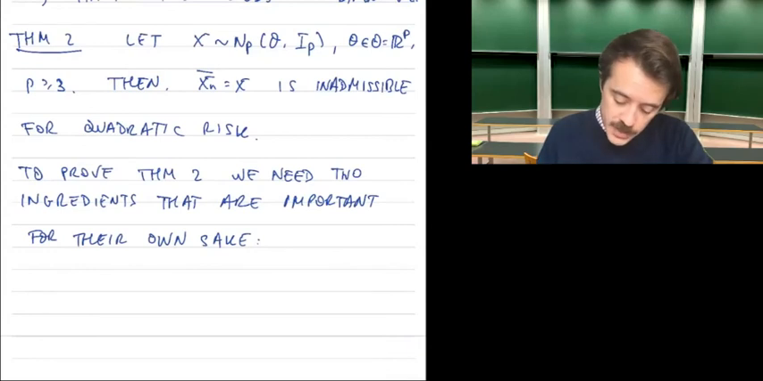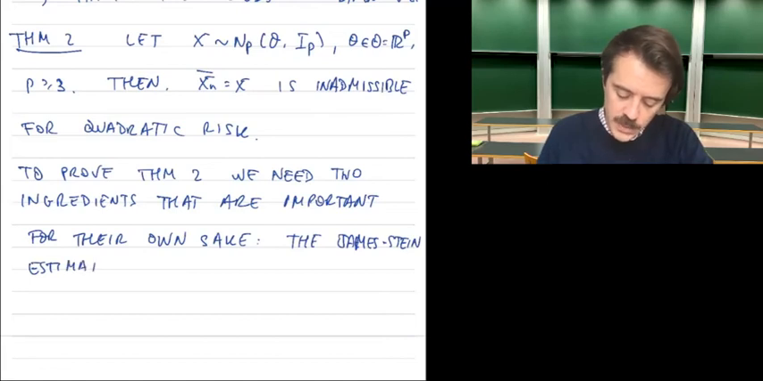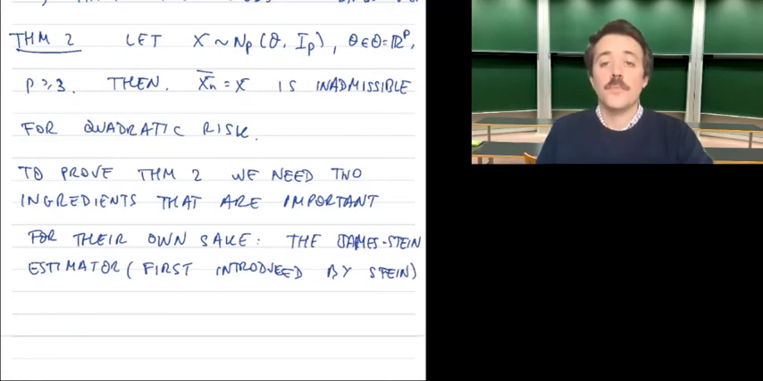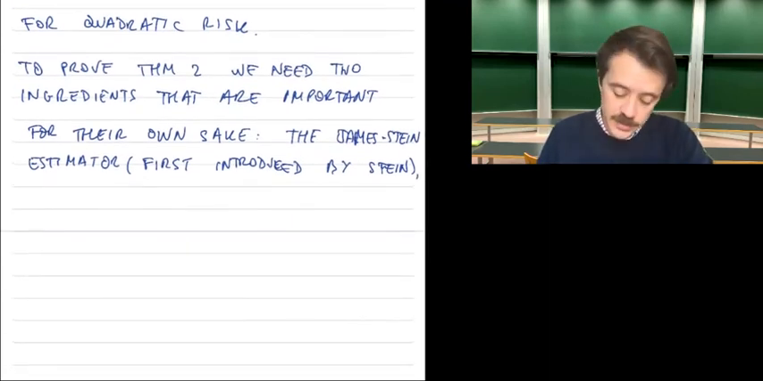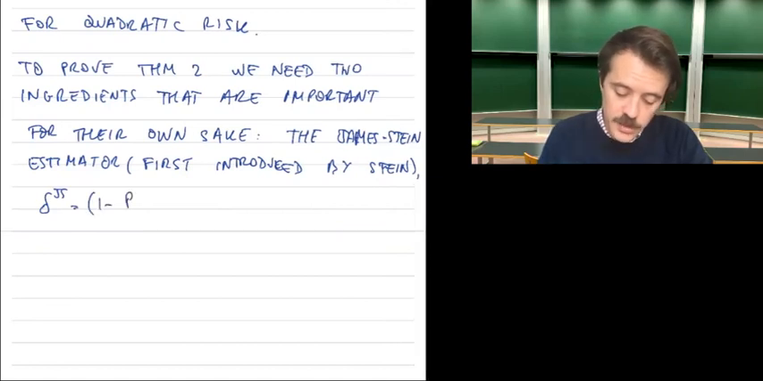Yeah? So one of them is the so-called James-Stein estimator, and let's credit Stein, so first introduced by Stein. Okay, so let me define it actually. So this is going to be delta JS for James-Stein, and it's going to be essentially the X, so that would be just the usual MLE, times this factor that I'm writing. So it's just this, okay?